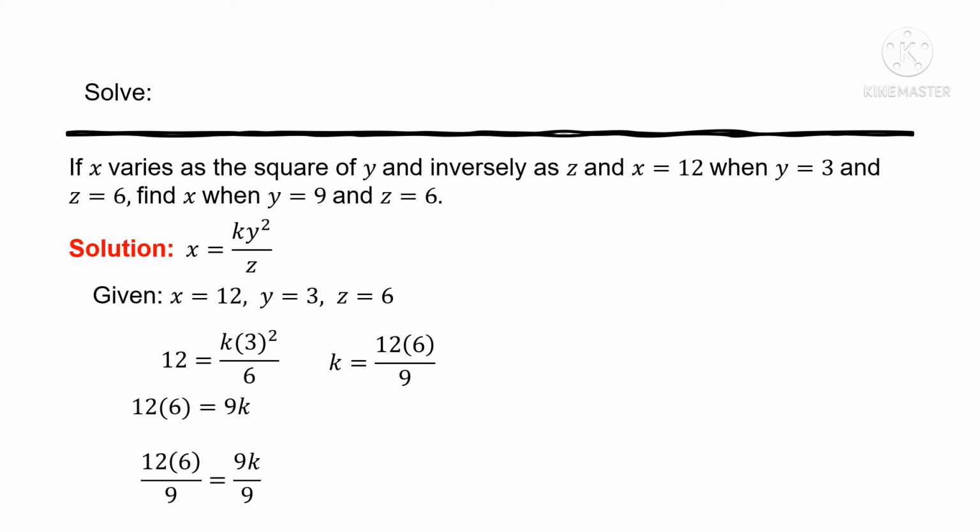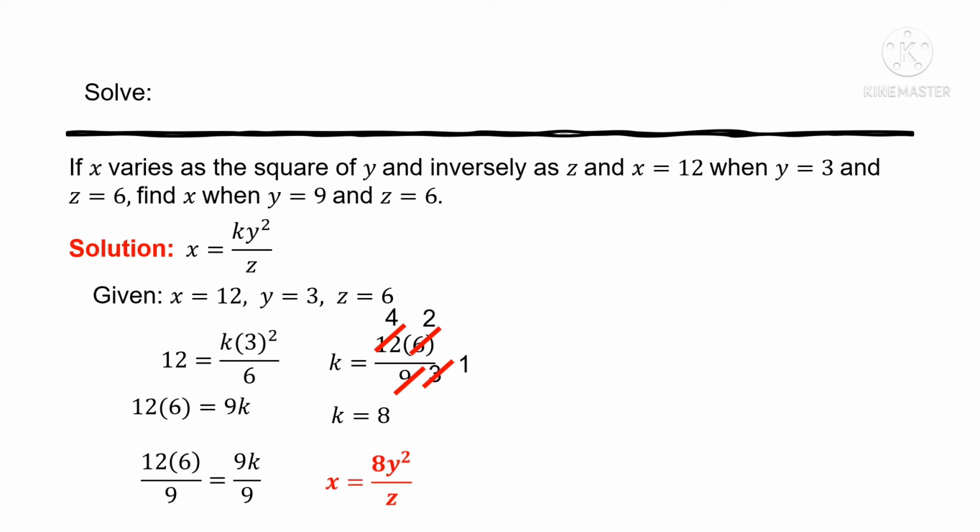So, yung 6 at saka 9, parehas silang divisible sa 3. Kaya 6 divided by 3 ay 2. At ang 9 divided by 3 ay positive 3. Tapos, yung 12 sa numerator at yung 3 sa denominator ay parehas silang divisible by 3. Kaya yung 12 divided by 3 ay 4 at yung 3 sa denominator ay magiging 1 na lang. Okay? Kaya sa numerator, 4 times 2 lang natira is 8 over 1. Kaya 8 na lang ang k natin. So, ang constant of variation natin ay 8.